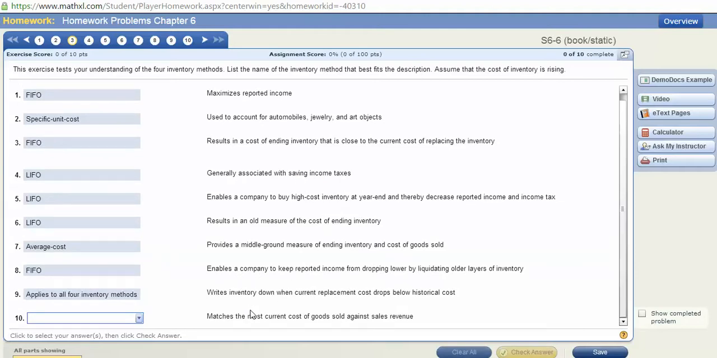Matches the most current cost of goods sold against sales revenue. So things sell at a current price, okay? If things sell at a current price, people don't want to pay you what it was worth a year ago. They want to pay you what it's worth right now. If you're trying to match that current new price against that current cost, you have to ask yourself which one of these methods puts through cost of goods sold the most current pricing.